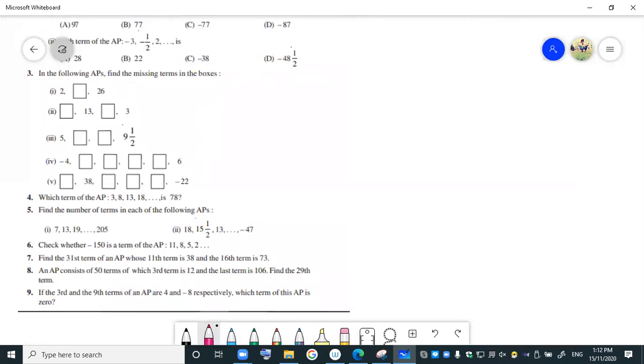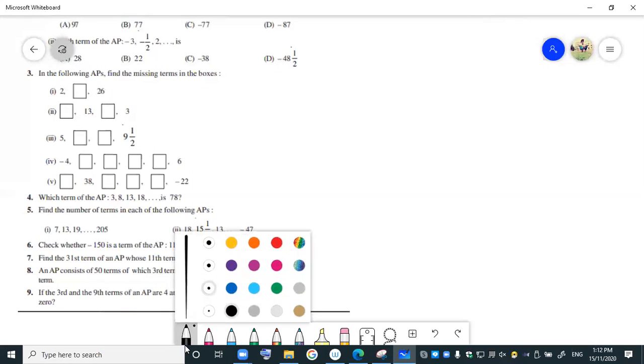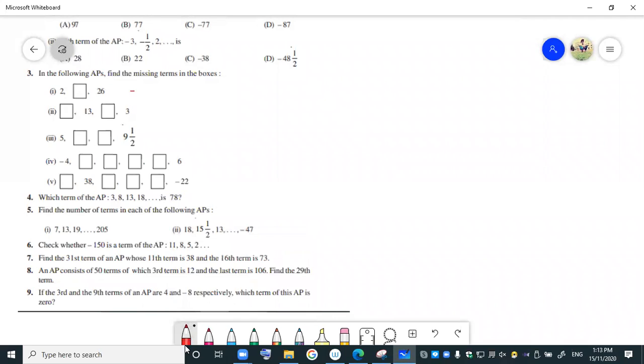Now question number 3. Here some terms are missing in this first question. If you look here, you have been given 2, then there is a missing term x, and 26.